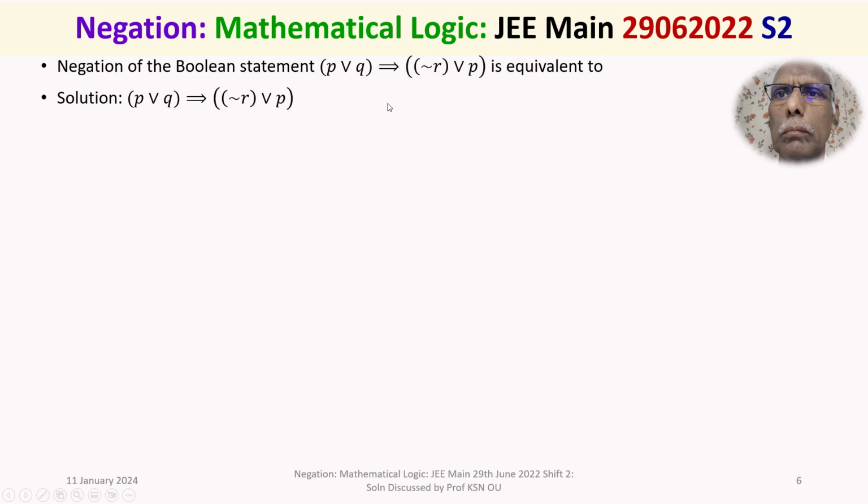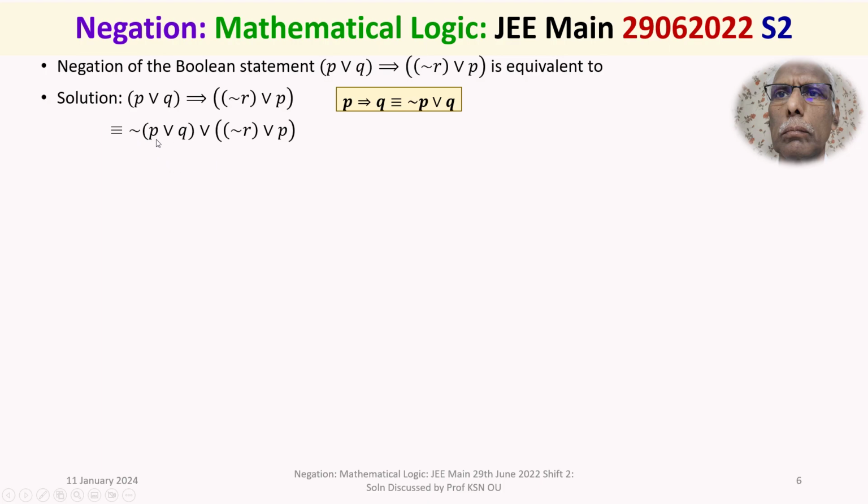the equivalence of the Boolean expressions. And one of them is P implies Q is equivalent to negation of P or Q. So if you apply it here, P or Q implies negation of R or P is equivalent to negation of the first, that is P or Q, or the second, that is negation of R or P. So that's what we have, right?